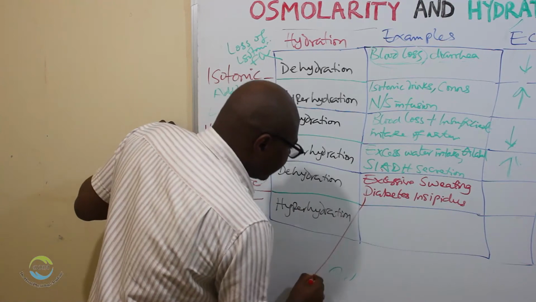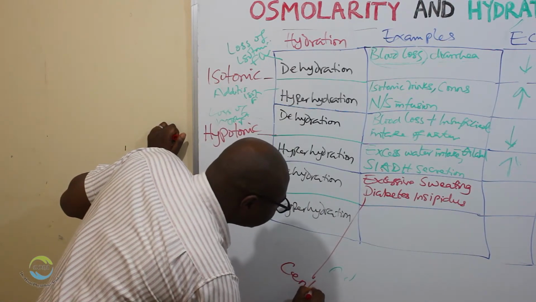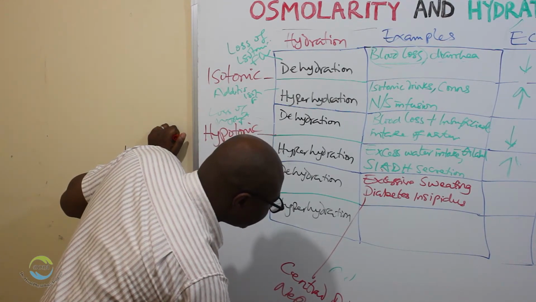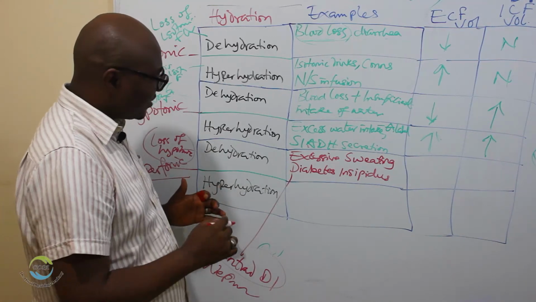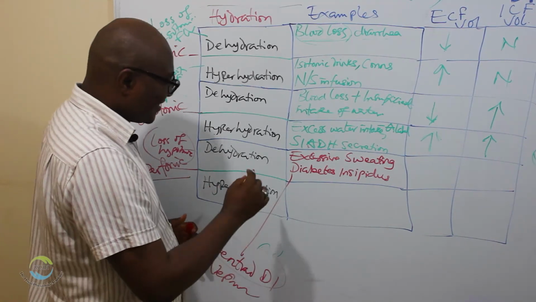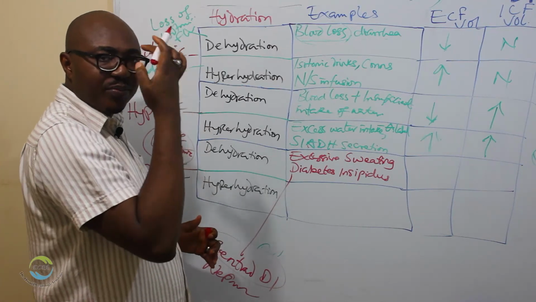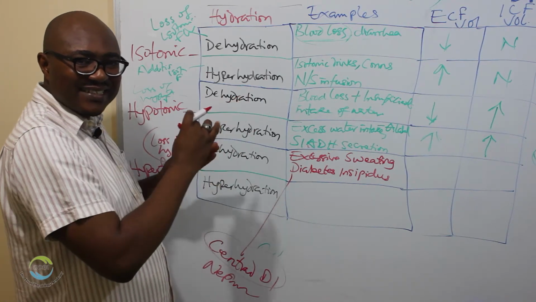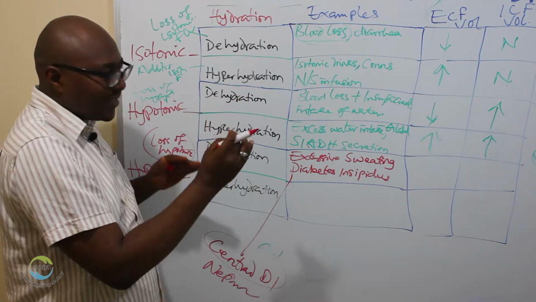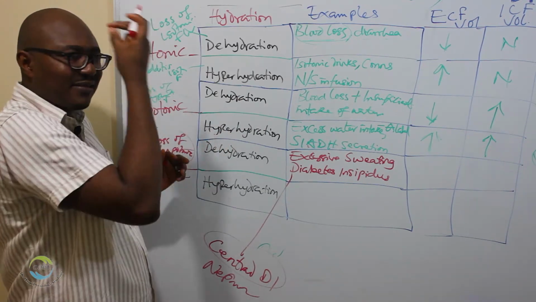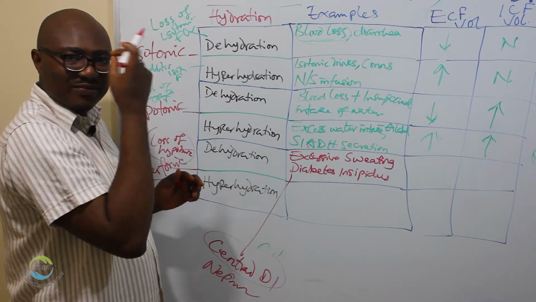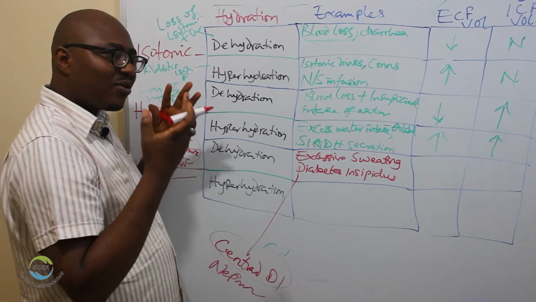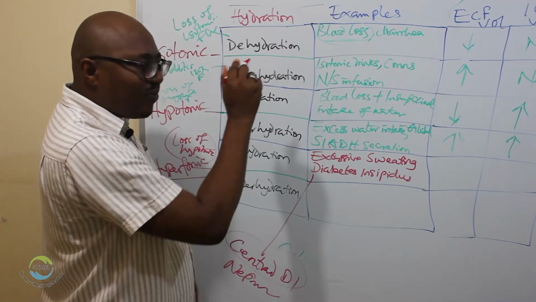So this, you can have central diabetes insipidus. You can also have the nephrogenic. So what does central diabetes insipidus mean? It means that the problem is from the brain. Remember that ADH, first of all, is secreted from the hypothalamus, then stored in the posterior pituitary. These organs are parts of the brain. That's why it's called central. Anything about the brain and spinal cord are referred to as central. So the problem is from there.